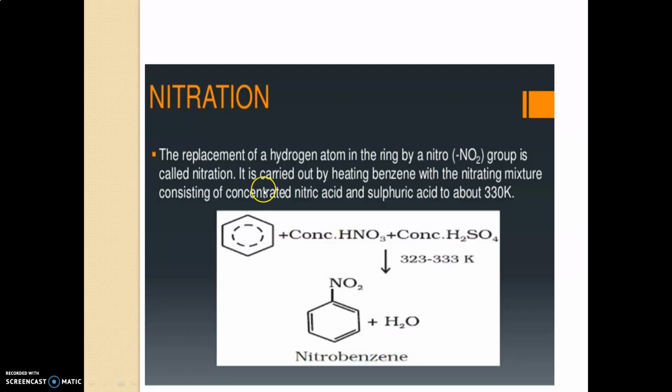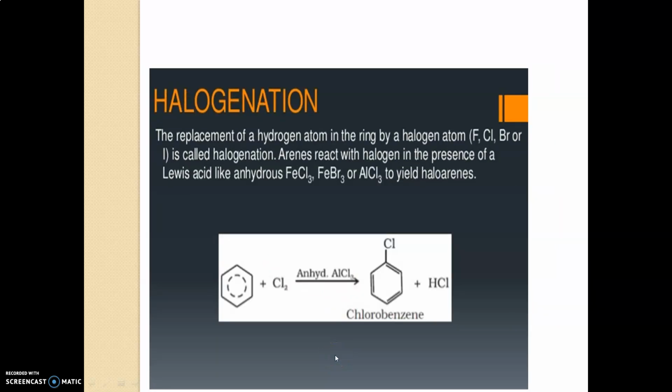If you check, in the presence of concentrated HNO3 and concentrated H2SO4, the nitro group will attach to the benzene ring, giving nitrobenzene. And with Cl2 in the presence of anhydrous AlCl3, or we can use FeCl3 or FeBr3, all of these are Lewis acids and act as catalysts in the reaction. The chlorine will attach to the benzene ring and we get chlorobenzene. This reaction is known as halogenation. Instead of chlorine we can use fluorine, bromine, or iodine; any halogen can be used.